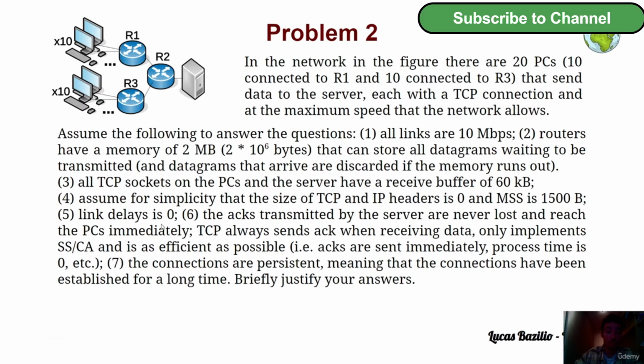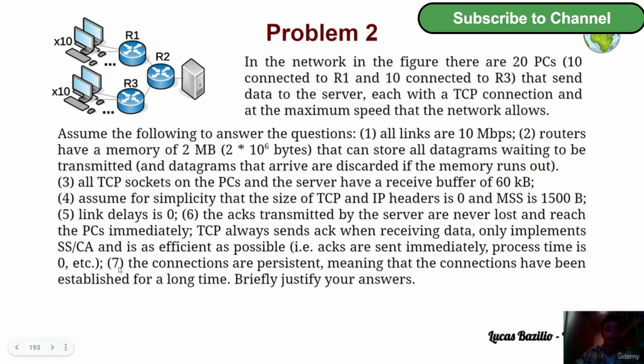Assumption 5: the link delay is 0. Assumption 6: the acknowledgements transmitted by the server are never lost and reach the PCs immediately. TCP always sends an acknowledgement when receiving data, and only implements the slow start and congestion avoidance algorithm. Remember, we already studied this algorithm, and it is as efficient as possible. This means that the acknowledgements are sent immediately and the processing time is 0.